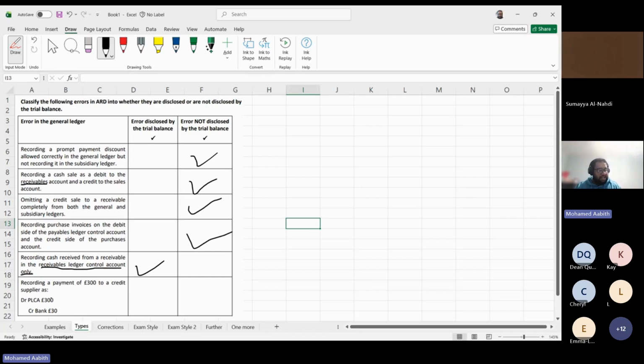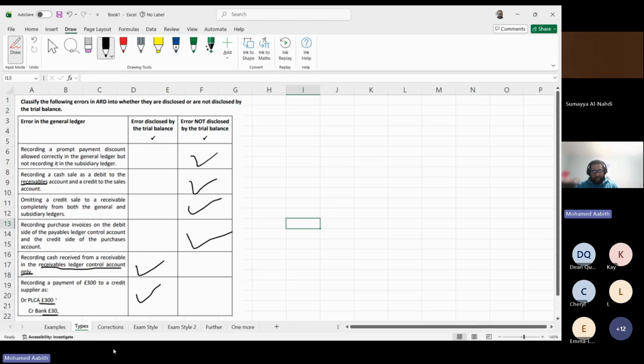The next one is recording a payment of £300 to a credit supplier as debit PLCA 300, credit bank 30. This will create an imbalance. Can you see here? £330. There is a £270 discrepancy there, and between them the trial balance will not match.